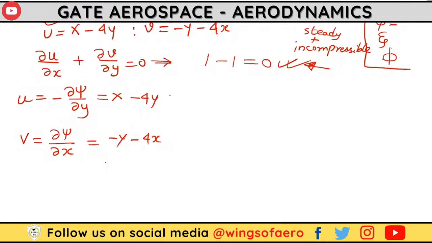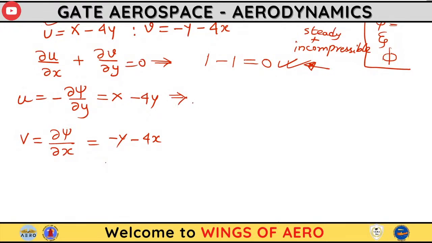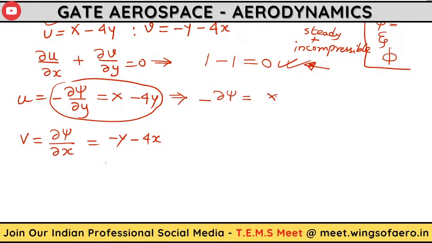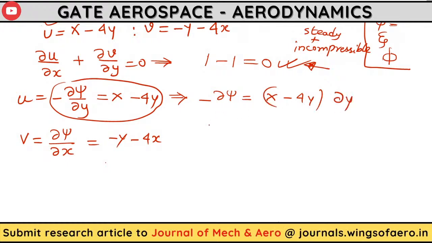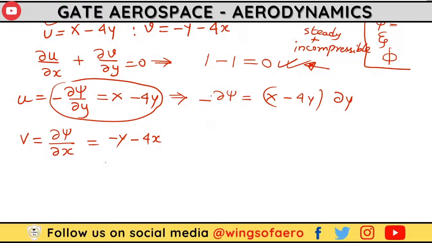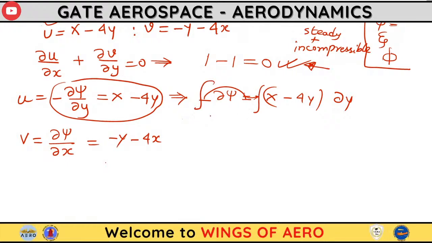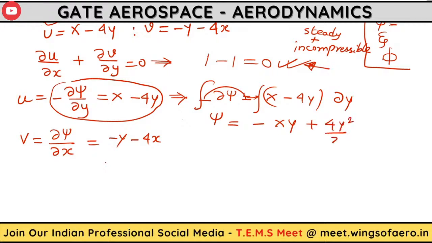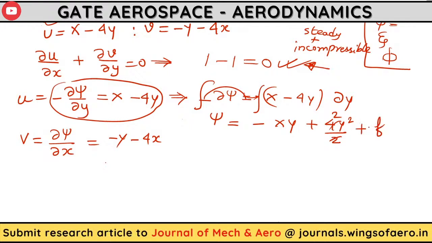Now how can we do this? Let's consider any one of them. Let's take this one. When you resolve this one, minus ∂ψ equals x minus 4y times ∂y. Now take the minus to the other side and integrate both sides. So you get ψ equals minus xy plus 4y²/2, plus some function.